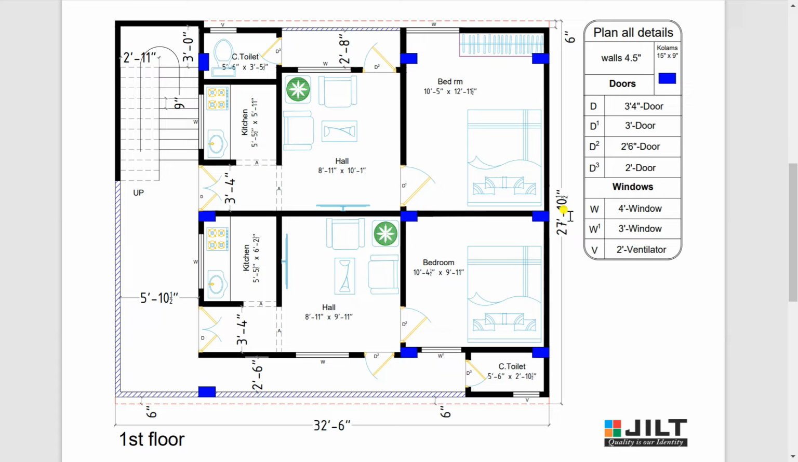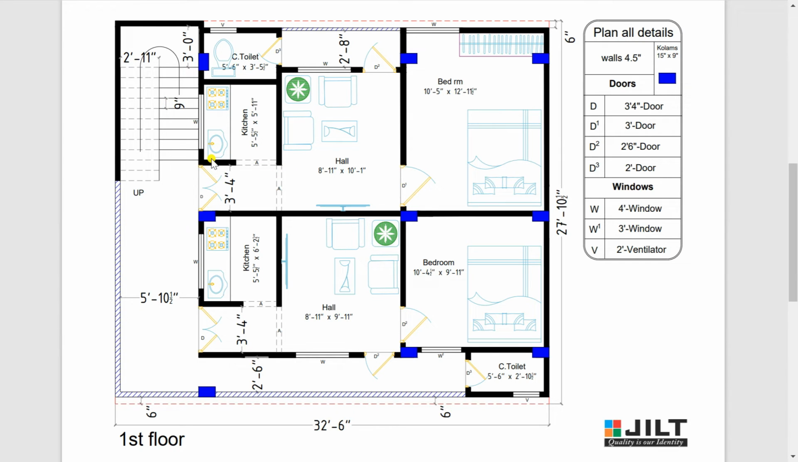This is the first floor plan, and the dimensions are available here. Walls are 4.5 inches and the main door is 3 feet 4 inches. Doors of bedrooms are 3 feet, doors of kitchens etc. are 2 feet 6 inches, and toilet doors are of size 2 feet, whereas windows are 4 feet, sub windows are 3 feet and ventilators are 2 feet. In the first floor, as per the client requirement, in a very small plot area we have planned 2 portions of 1 BHK.